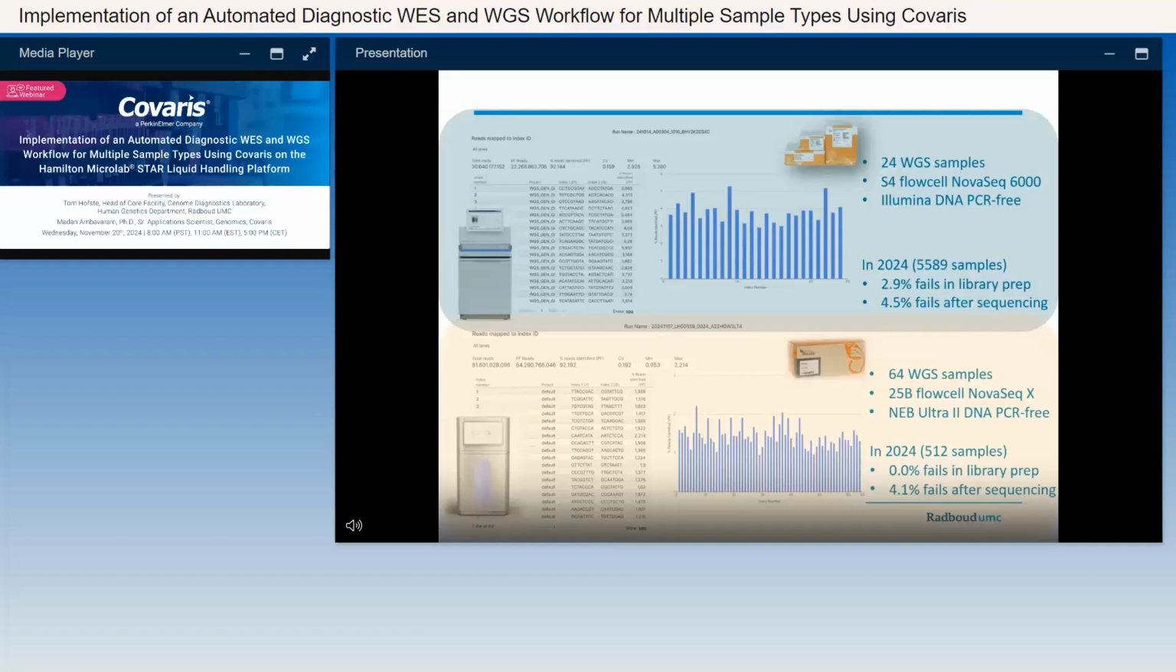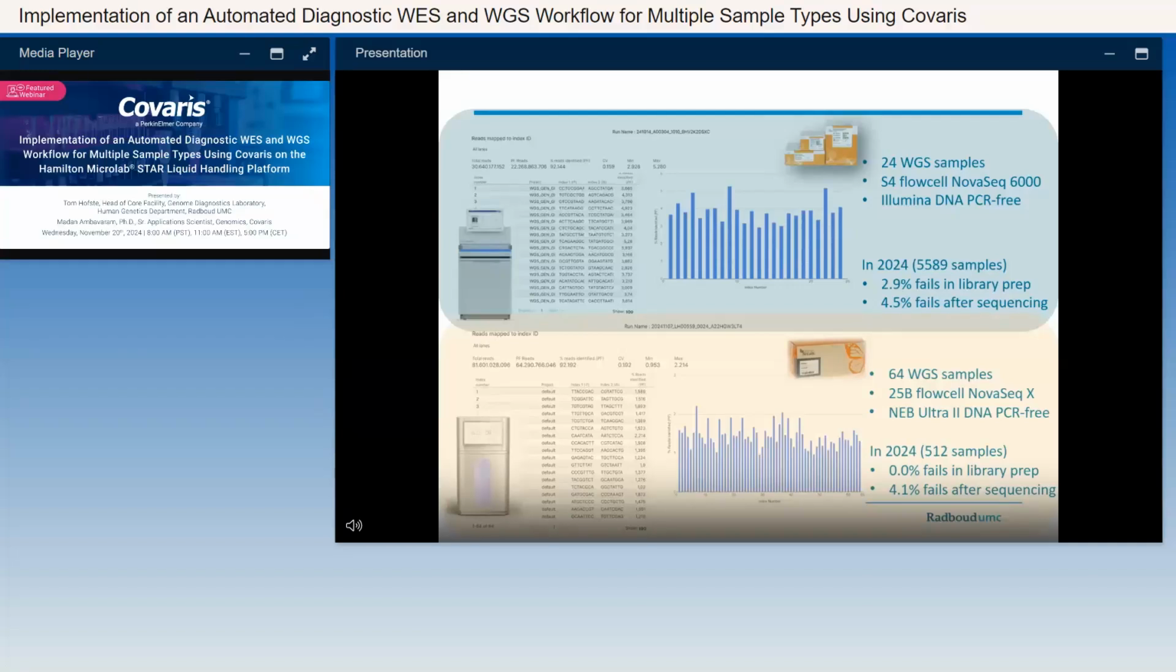In the top of the window you see the 24 whole genome samples on an S4 flow cell of the NovaSeq 6000 with the Illumina DNA PCR-free kit. We did in total in 2024 more than 5,000 samples, 2.9% fails in library prep and 4.5% fails after sequencing. And fails after sequencing is less coverage than 25x.